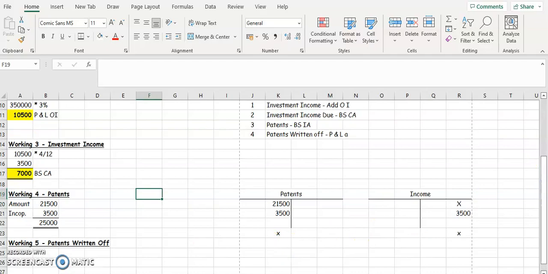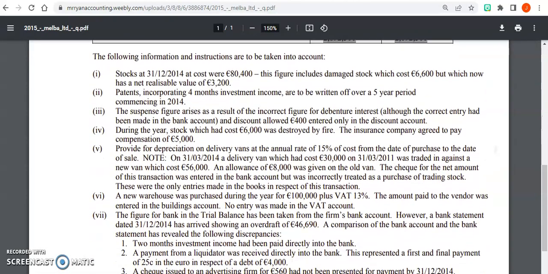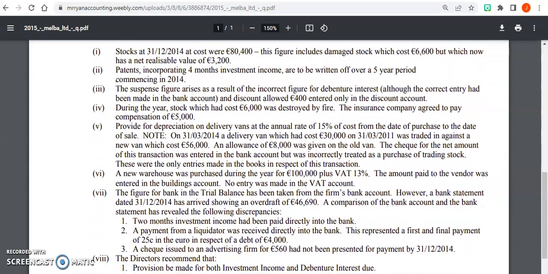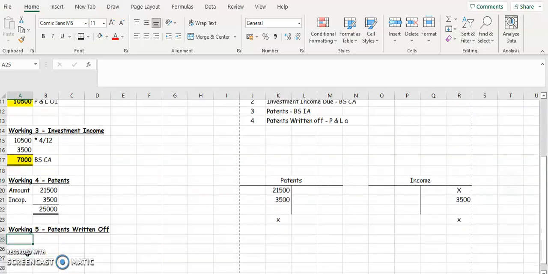And the last part of it then is the patents. A patent is something that we have so no one can copy our design. So this is going to be written off over a 5-year period. So after 5 years, that patent is not going to be worth anything to us. So we need to write that off each year. So we're going to find out how much we need to reduce our patents by to go into our profit and loss account. So our patents are 25,000.